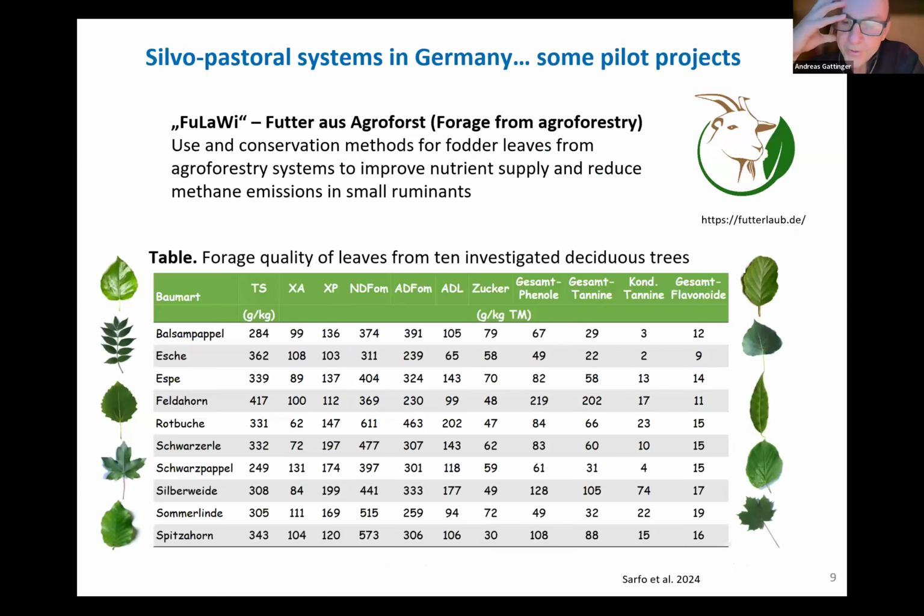And another important activity is the so-called Fulavi project, where a consortium of University Göttingen, Triebwerk, and Forschungsinstitut für Nutztierbiologie, FBN, are looking at how the forage quality of leaves from deciduous trees is composed, if it has potential to serve as supplements and also reduce methane from enteric fermentation.